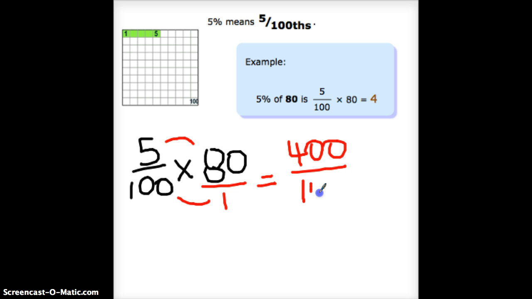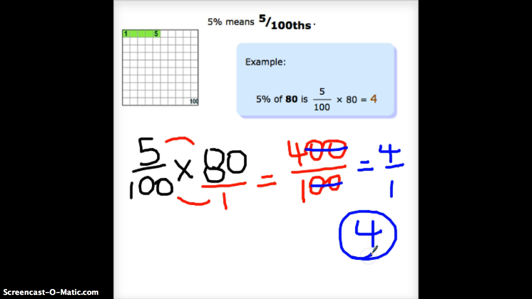100 times 1 is 100. If I go ahead and simplify, the easiest way to simplify this is just to knock off these zeros, and what I wind up with is 4 over 1. The equivalent number to 4 over 1, or what 4 over 1 simplifies to, is 4. Okay, and that's how I get my answer.